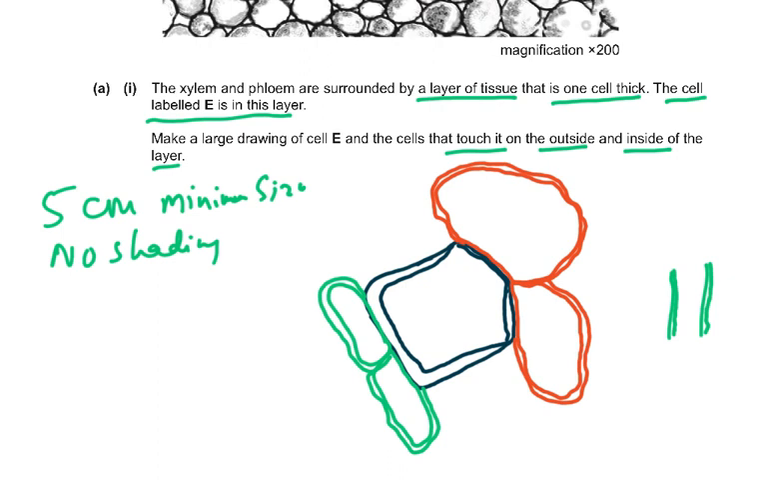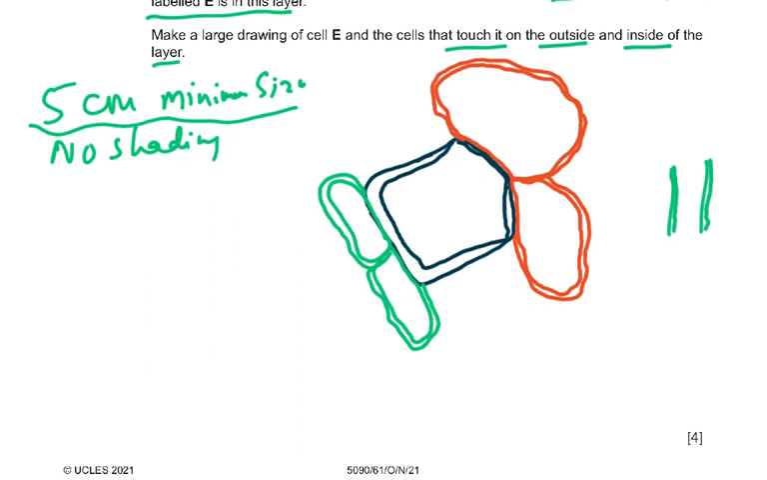So 5 centimeter was the minimum size. So you must cover this area. You must remember the area given to you where the mark is. You must cover 2/3 of this area. So 5 centimeter was the minimum size. Of course, you could have drawn it bigger. And outline of cell E drawn with a sharp pencil and no shading anywhere.